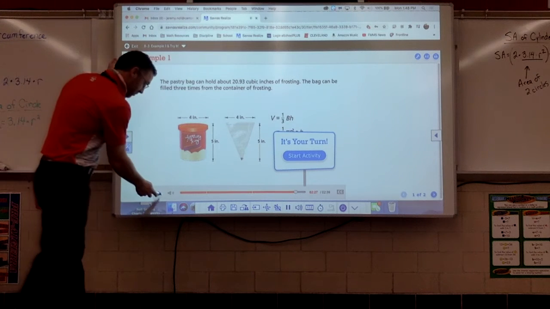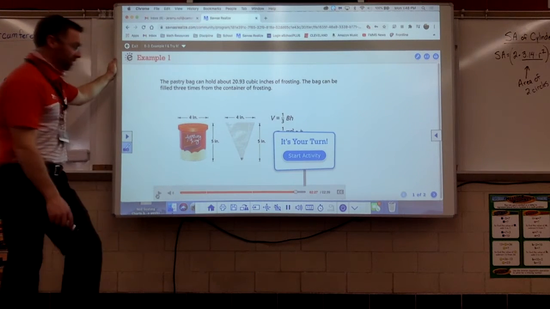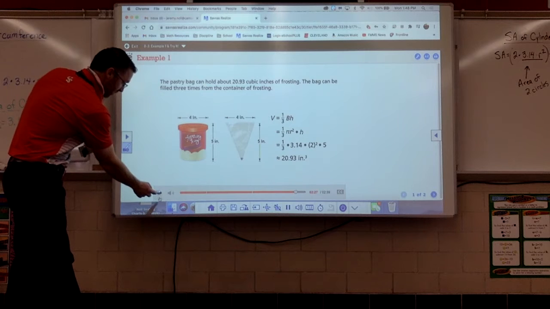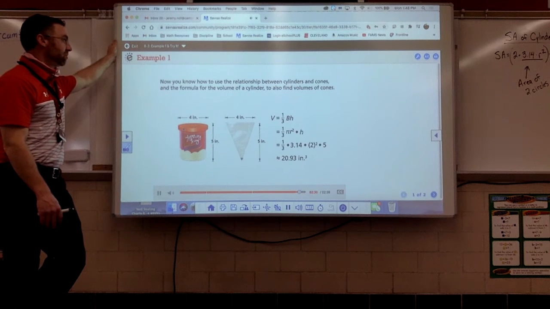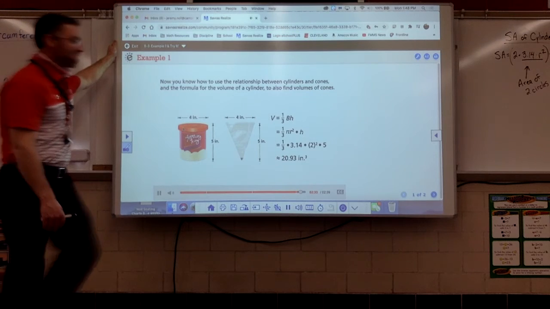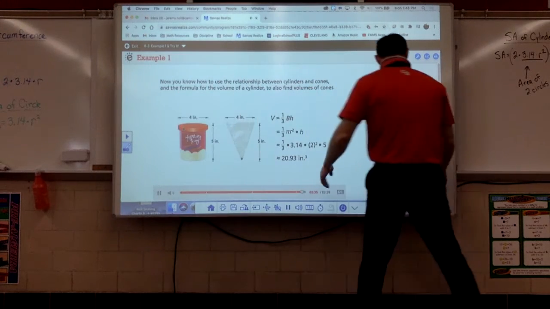That's wonderful. I love frosting. I like when this thing plays. Now you know how to use the relationship between cylinders and cones and the formula for the volume of a cylinder to also find volumes of cones.